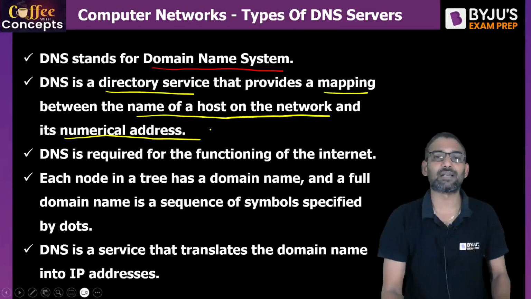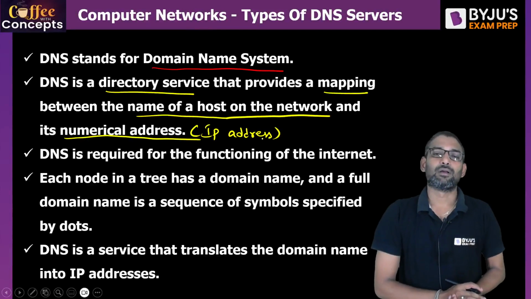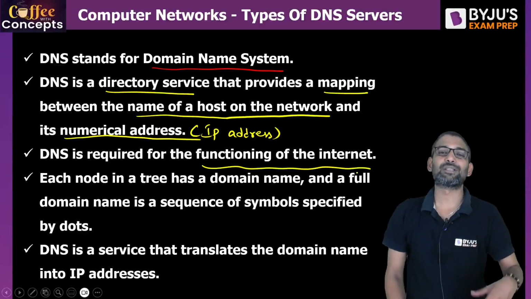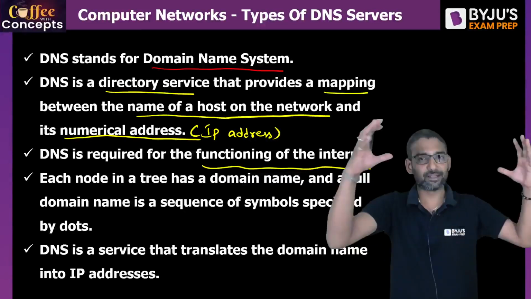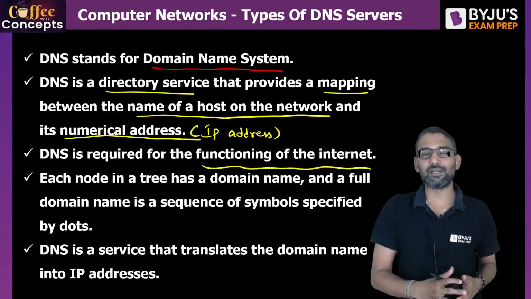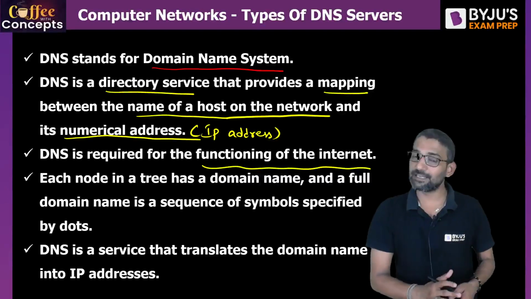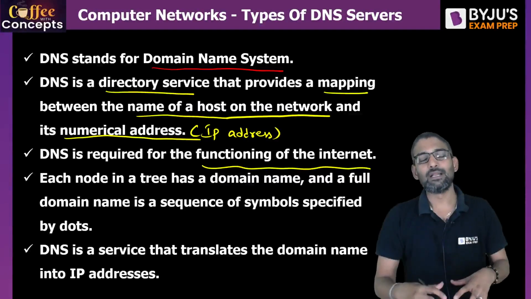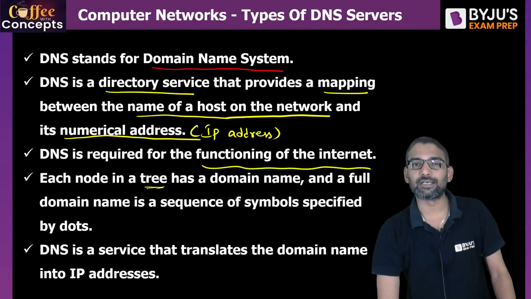What is that numerical address? IP address. And it is required for the functioning of the internet, because without an IP address, communication is definitely not possible in the wide area network. And for that IP address to be resolved, definitely DNS is required. And this DNS follows a hierarchical structure. That's why we call it a tree.